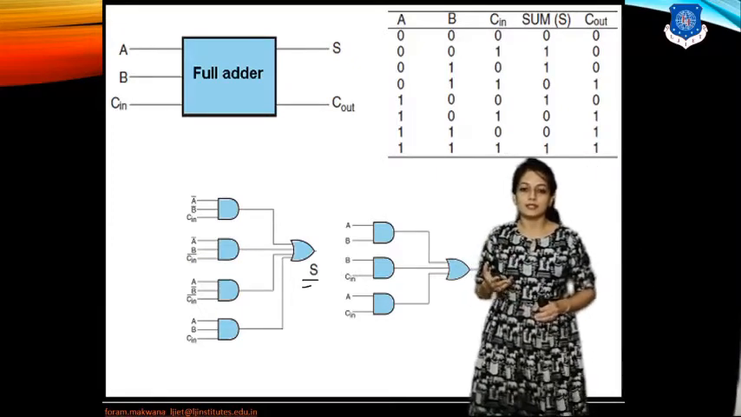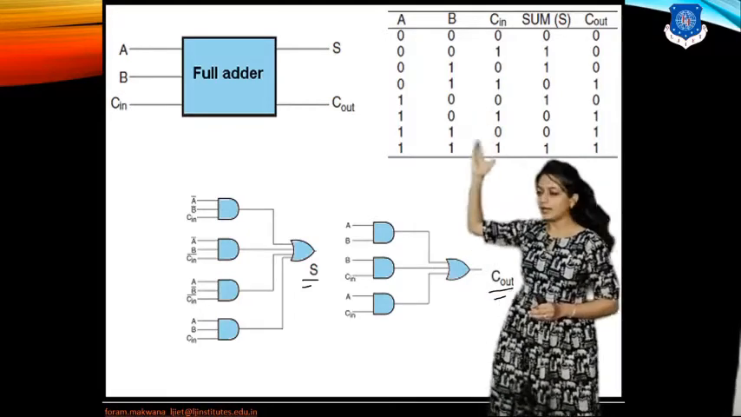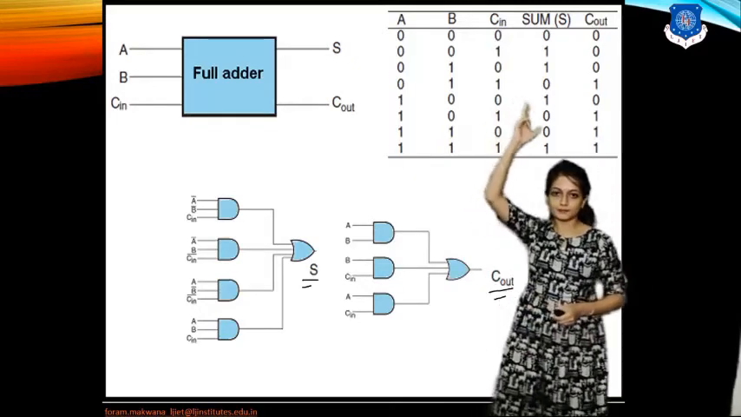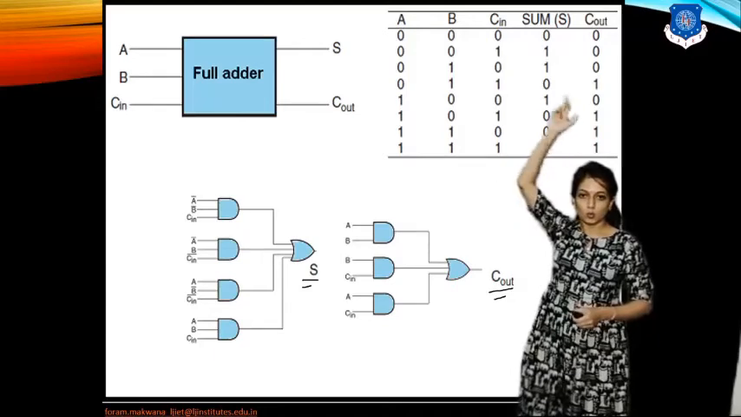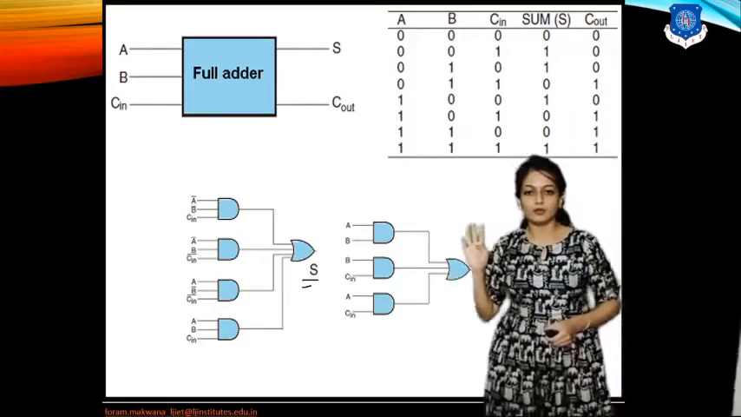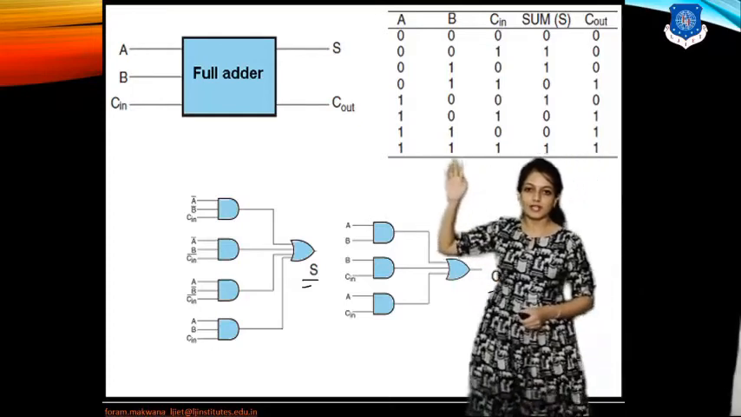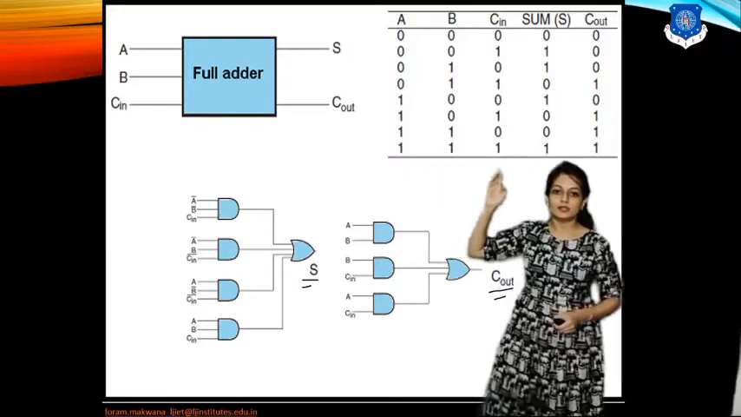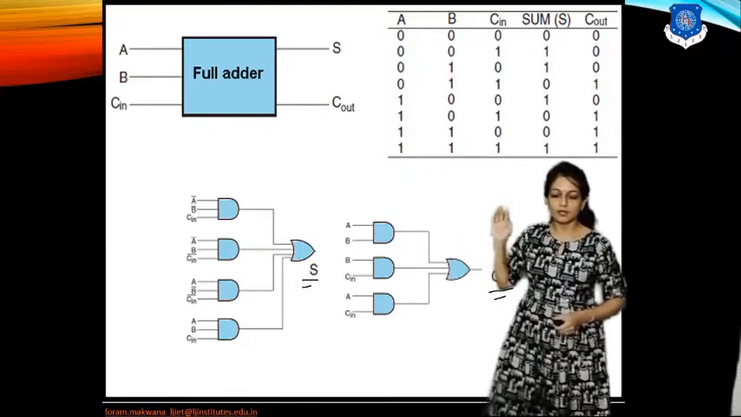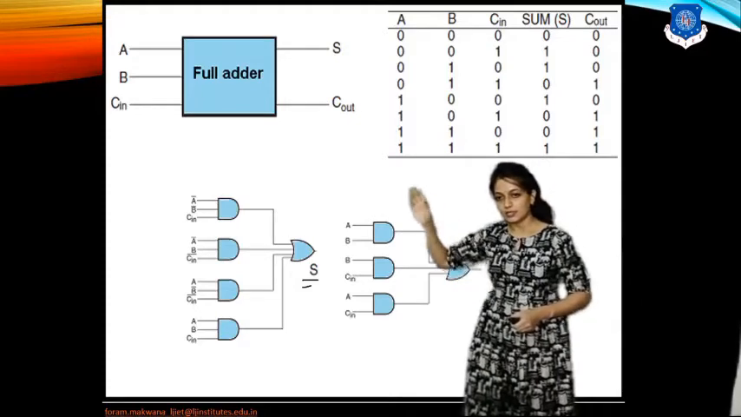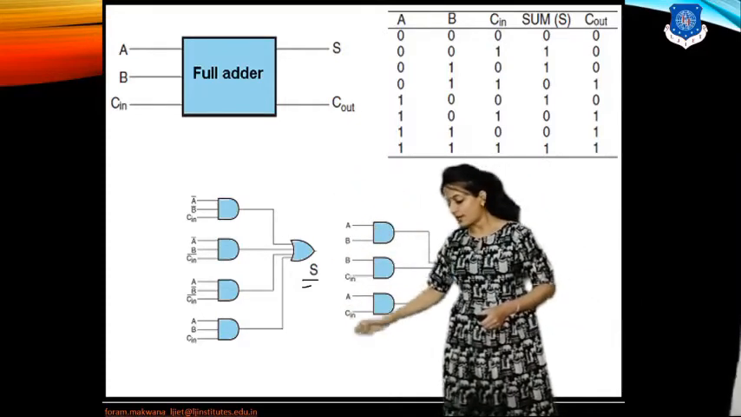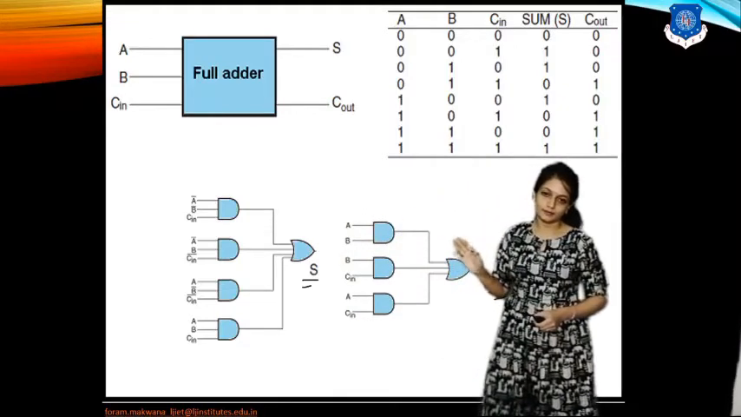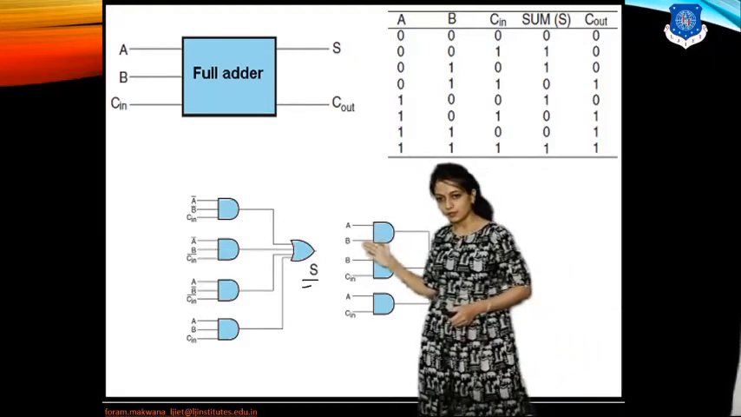Alright, so how to realize this output, sum and the carry? You are able to identify that for the sum, it is 1, 2, 3 and total 4 ones are there. Okay, so the combinations are like A dash B dash C, A dash B C dash, A B dash C dash and ABC. Okay, so for that you need to require 4 AND gates and the resultant will be applied to the OR. So this is the output of sum.